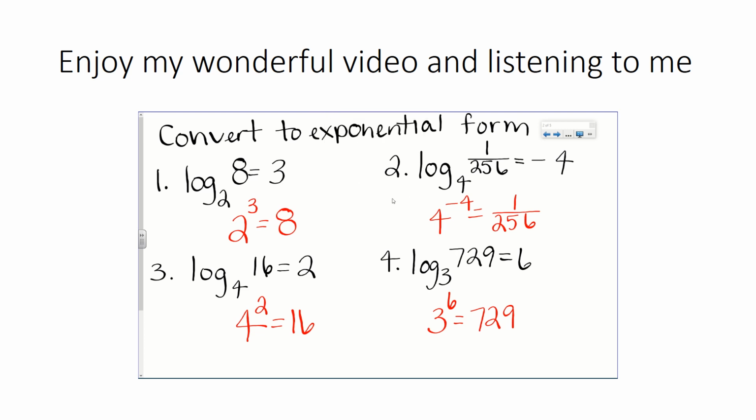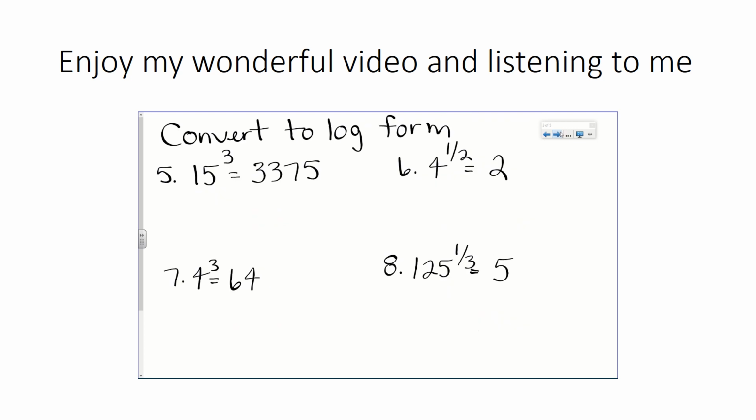If you need to pause, you can and rewatch it. Next slide, we're going to go backwards. I am giving you exponent form, and I want to convert to log form. So all my answers are going to have this word log in it. My base number is going to stay the same, so that 15 just becomes a wee little 15 right next to log. And the same rule applies for my last two numbers. I switch their spots, so I get log base 15 of 3375 equals 3.